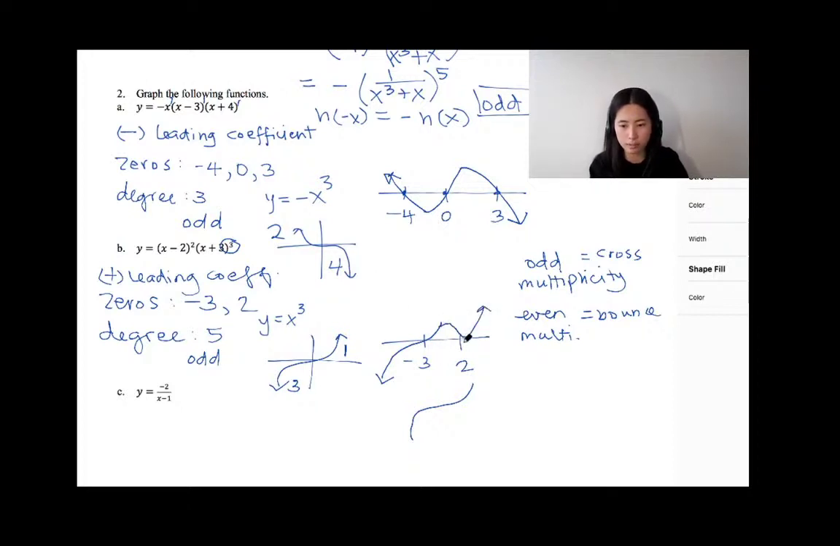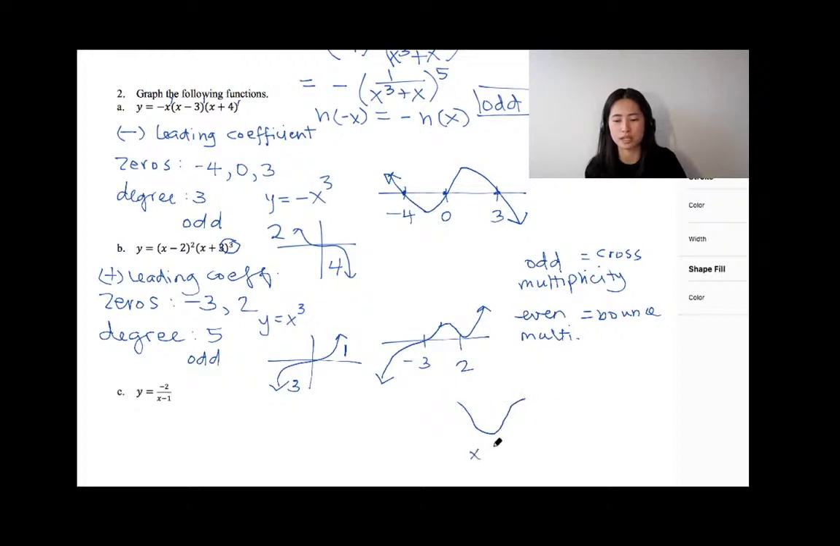Okay, so see that bounce? It only touches your x equals 2 and doesn't cross it, because it's an even multiplicity. For even multiplicity, for example if it's greater than 2, what happens to your bounce is it just becomes flatter. The greater the number, the flatter it becomes.